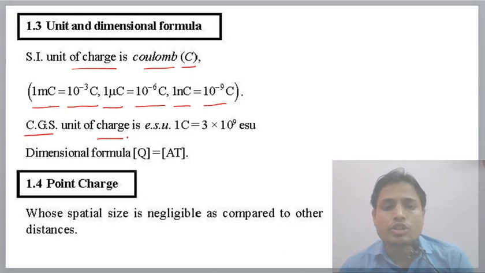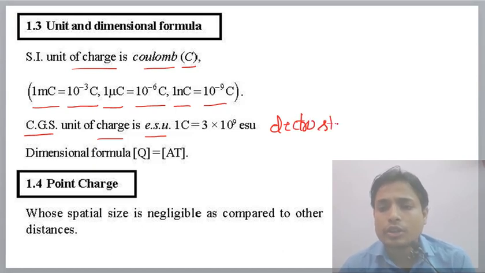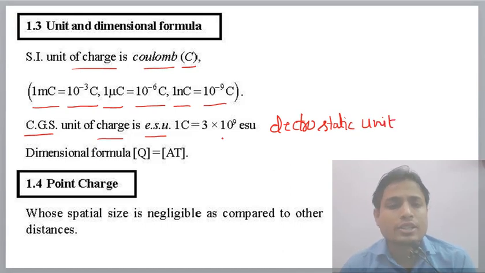CGS unit of the charge. The CGS unit of charge is called the electrostatic unit, ESU. ESU means electrostatic unit. And 1 coulomb means 3 into 10 to the power 9 ESU.